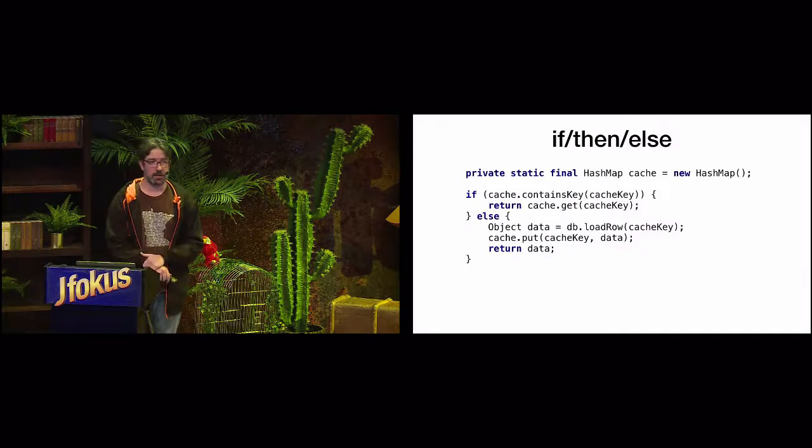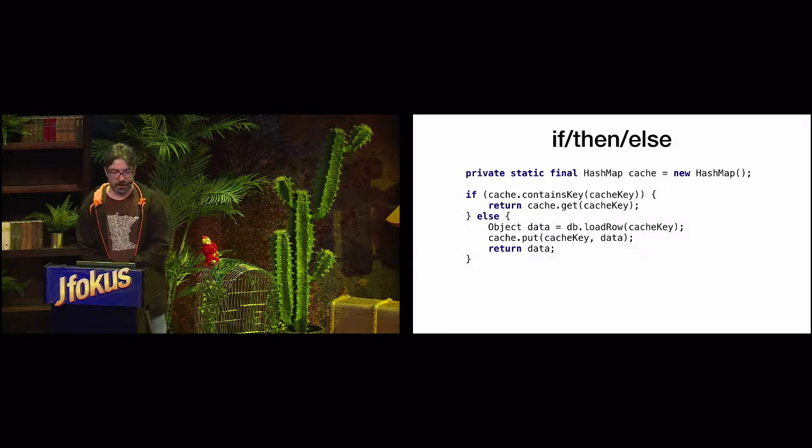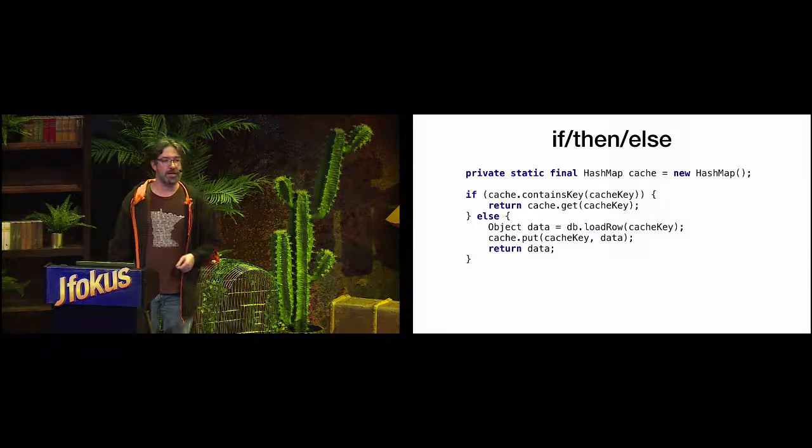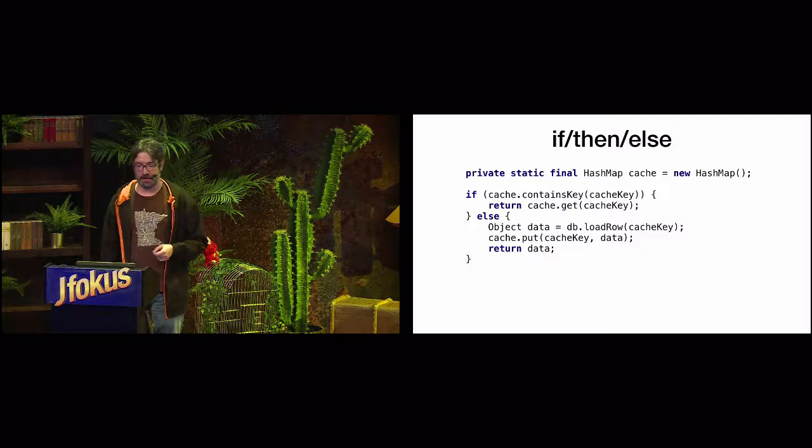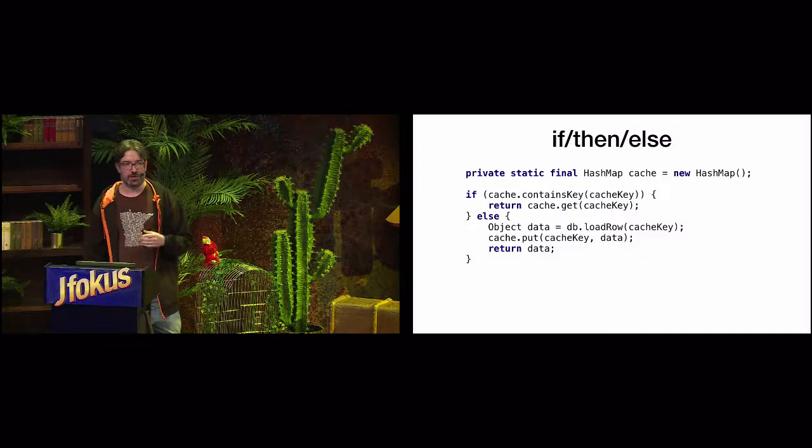So let's take a look at a couple of simple examples here. The first one is an if-then-else. So we've got a branching logic that we want to represent in our method handle tree. In this case, we're just doing a little contrived database cache here. We check to see if the requested key is in this hash table. If it is, we'll return the result.